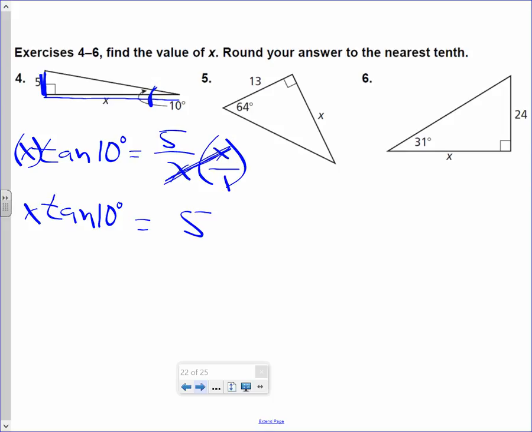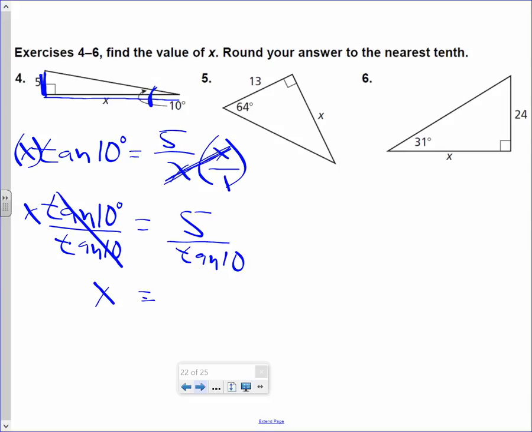I'm already multiplying. What's the opposite? Awesome. Divide by the tangent of 10 on the left. Divide by the tangent of 10 on the right. We're rocking and rolling. Watch this. Tangent of 10 divided by tangent of 10 is 1. I have x on the left. Franco, you remember all this? 5 divided by the tangent of 10.